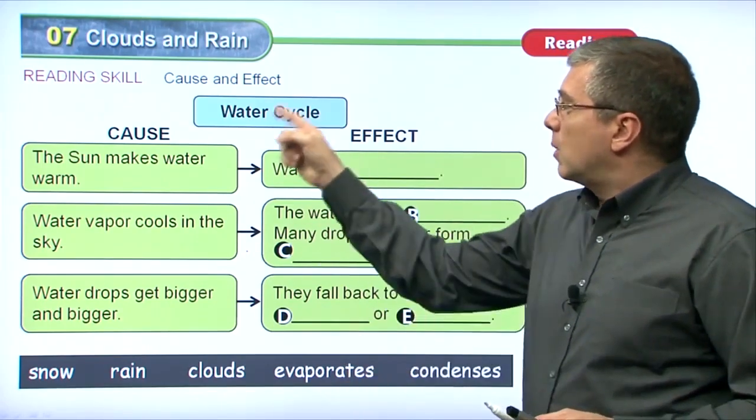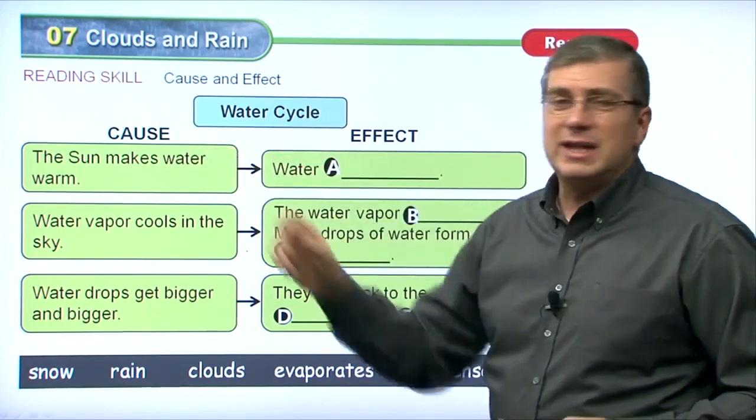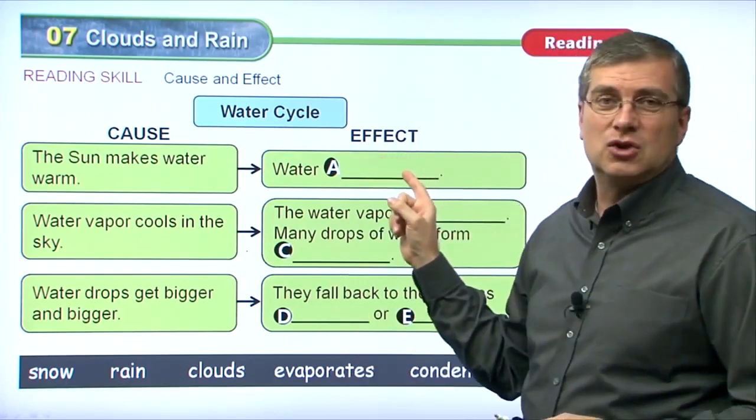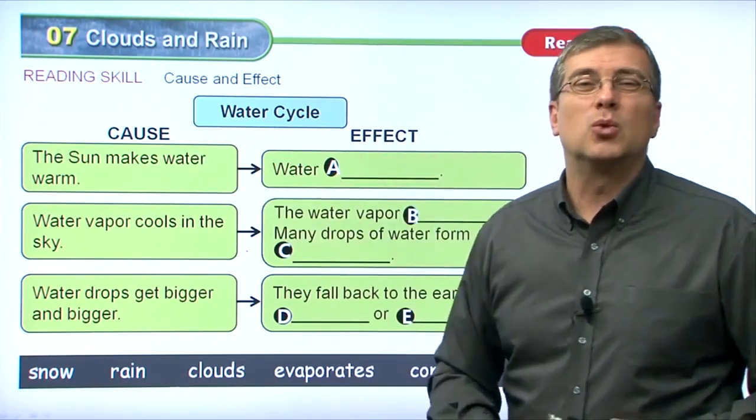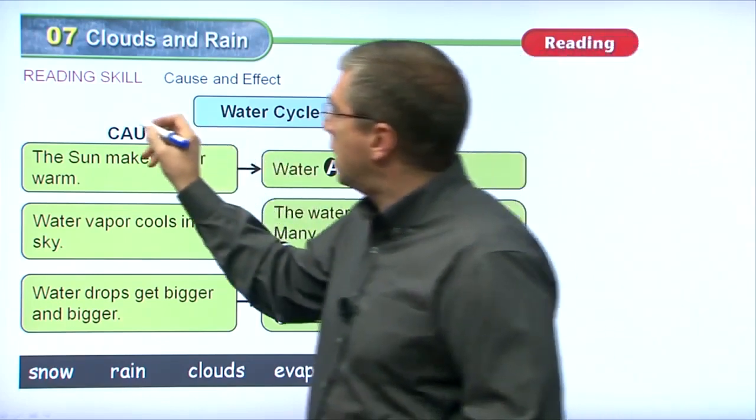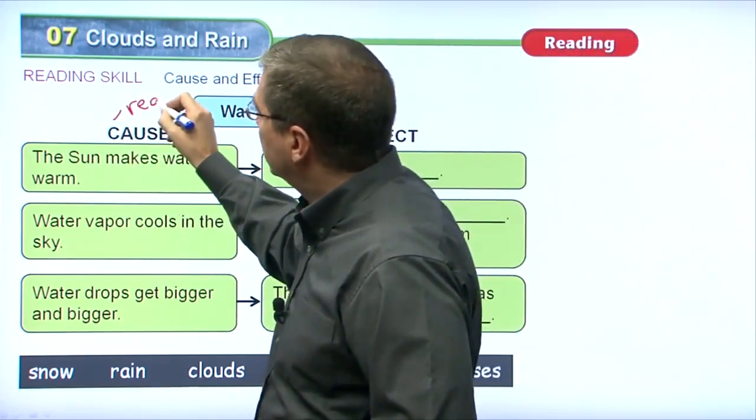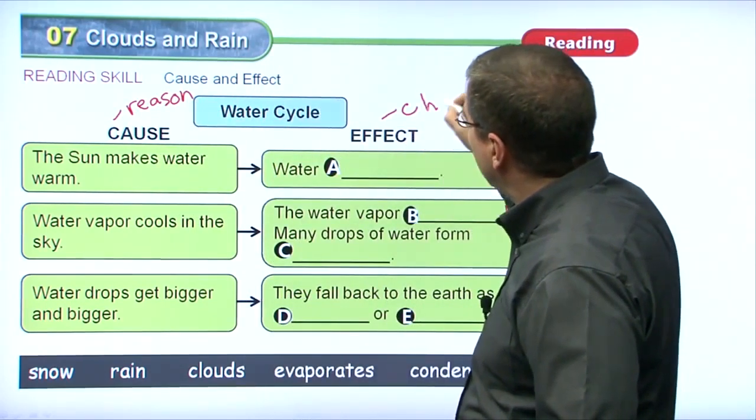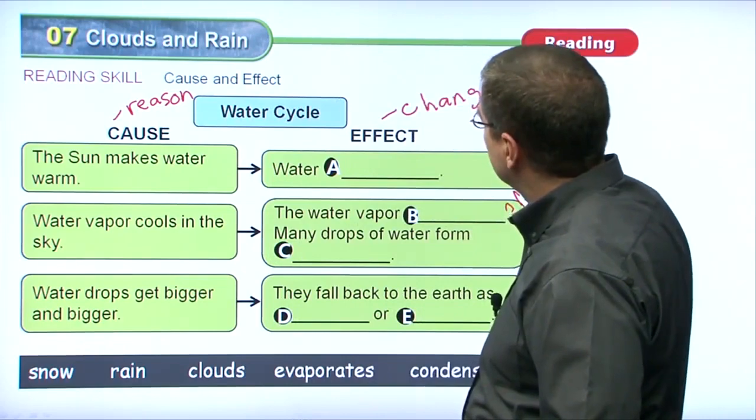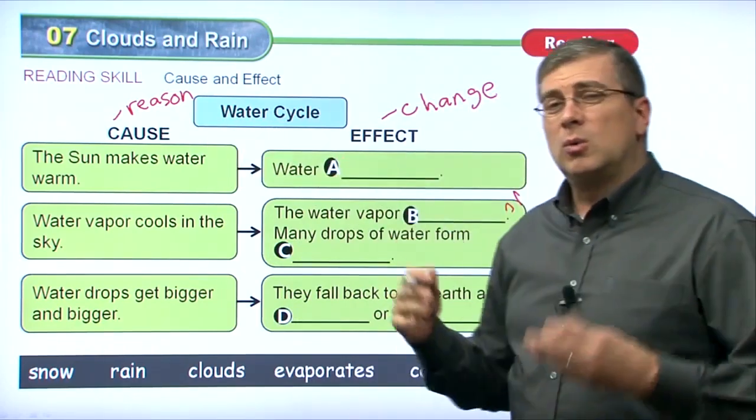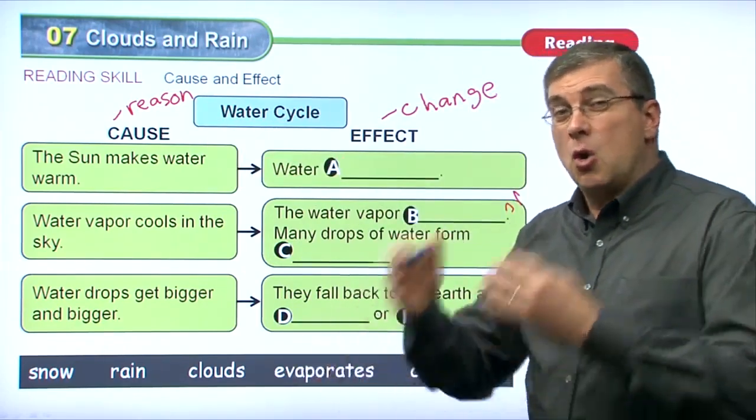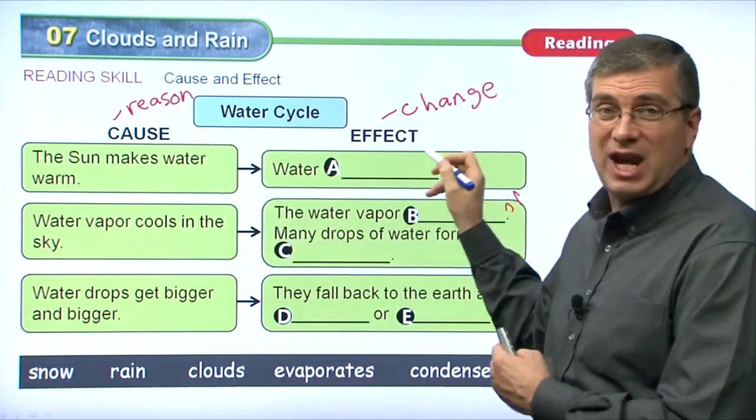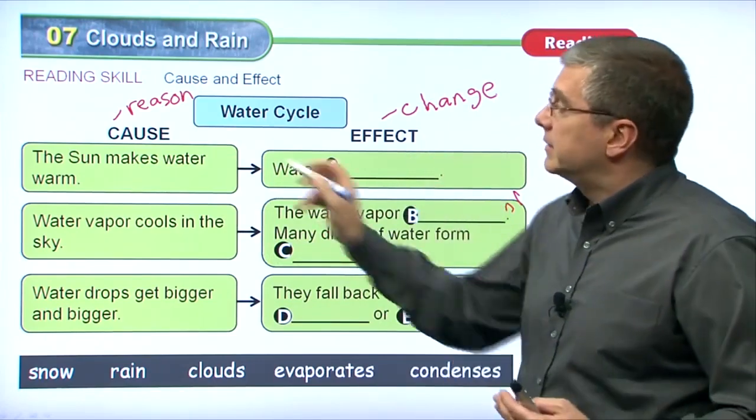We can take a look at this subject and find out what are the causes and the effects. When we're talking about the water cycle, the cause is the thing that creates a change. The effect is the change. Effect is change. Cause is the reason for that change. So cause can be reason. What is the reason for something? Effect is the change. So when we talk about cause and effect, we're really talking about reason for change. Why does something change? What is the reason? What is the cause? What is the change? What is the effect? Let's take a look.